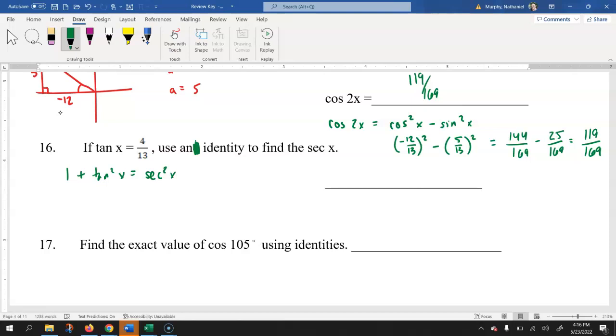Well, we know that tangent is 4/13. So we can simplify this. Now, I'm going to do a couple things here. I know when I square 4/13, that's going to be 16 over 169. And I know when I add that to 1, I'm going to have to have a common denominator. So I'm going to write that 1 as 169 over 169. So now when I add those together, I get 185 over 169.